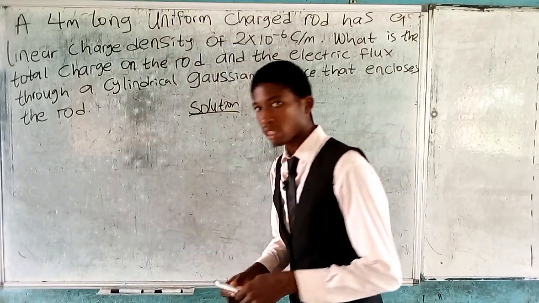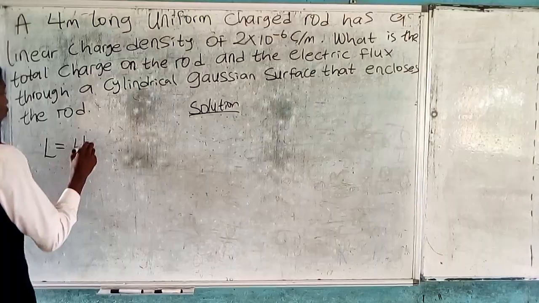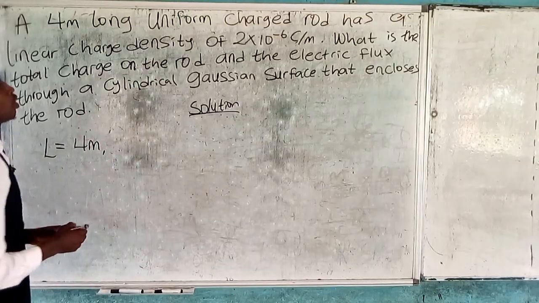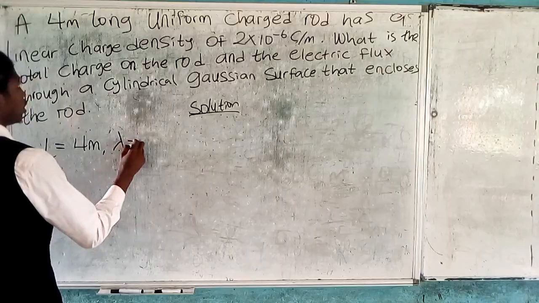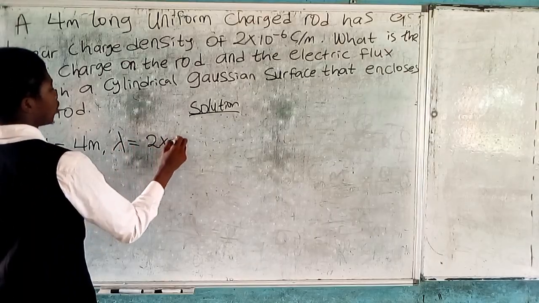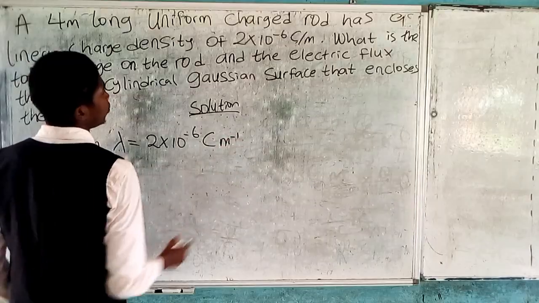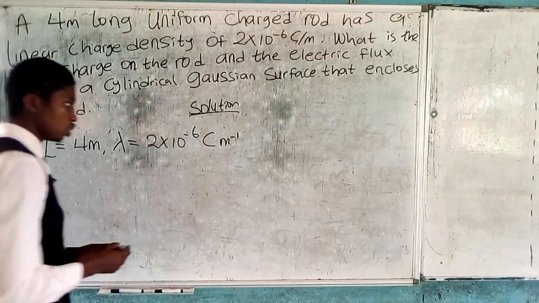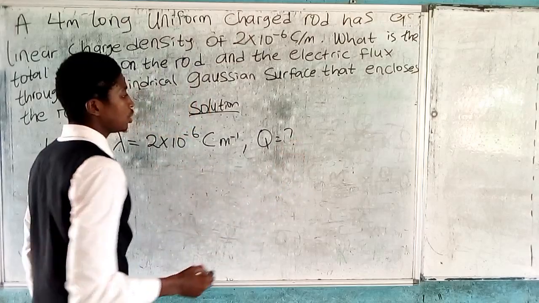I'm giving the length now, right? The length is 4 meter, and it has a linear charge density, lambda, of 2 times 10 to the power of negative 6 coulomb per meter. What is the total charge, Q? And the electric flux.